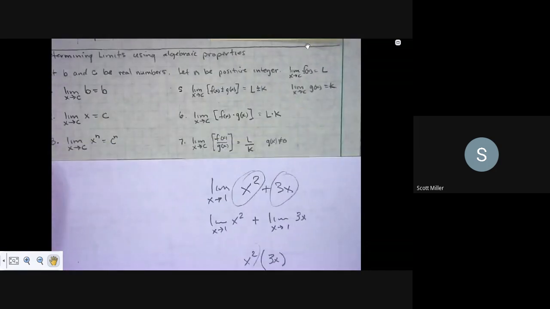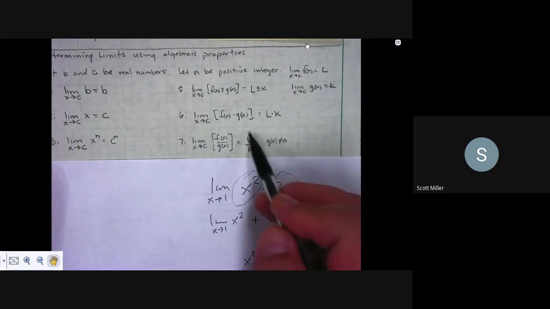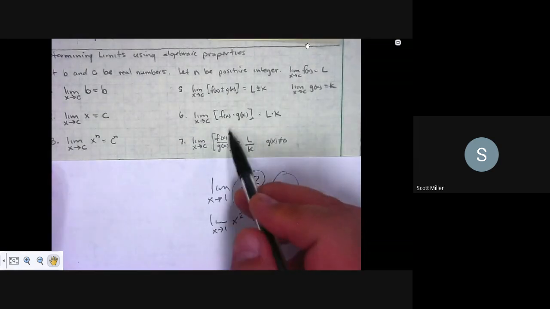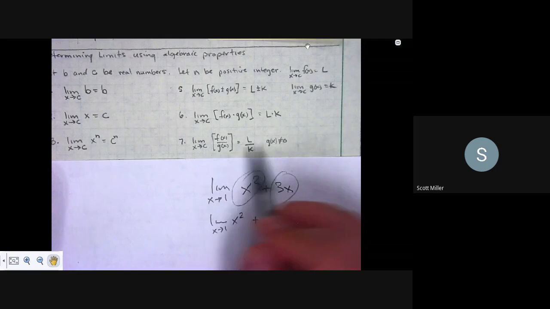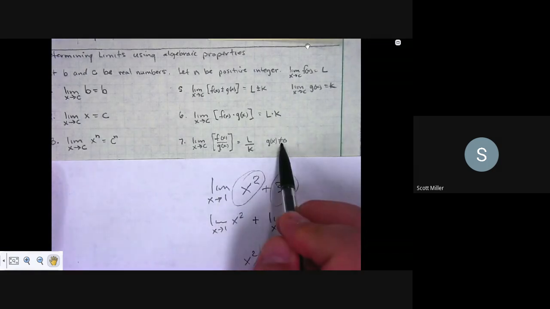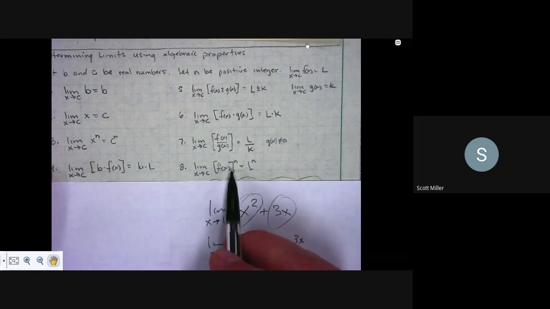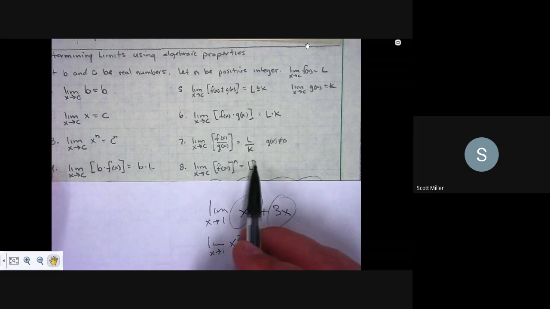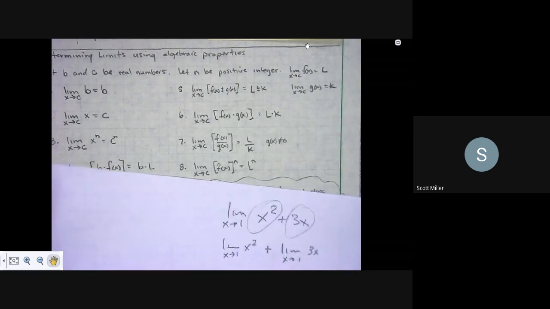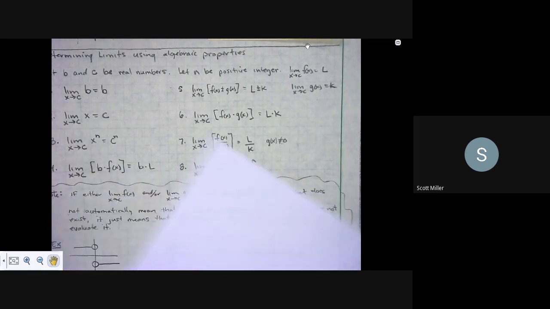What about division? Well, same thing. You just divide the limits of each individual piece, provided the limit of the function on the bottom is not 0. Remember, you can't have 0 on the bottom of the fraction. And then here we have exponent stuff. So I can take this right here and find the limit of f of x, and then just raise it to the same power. So these properties assist us to find things algebraically.